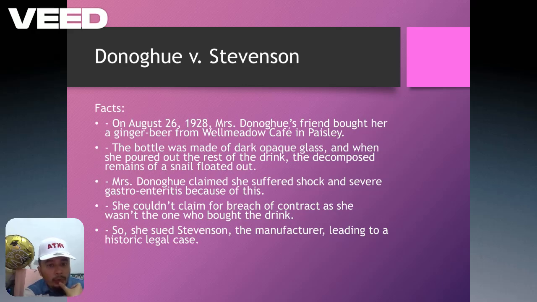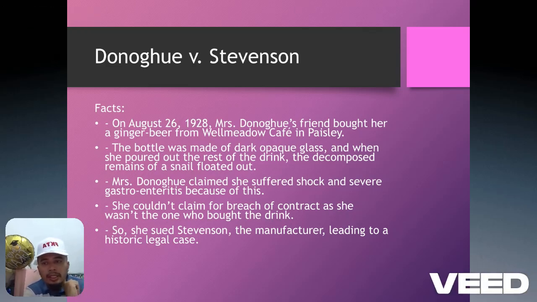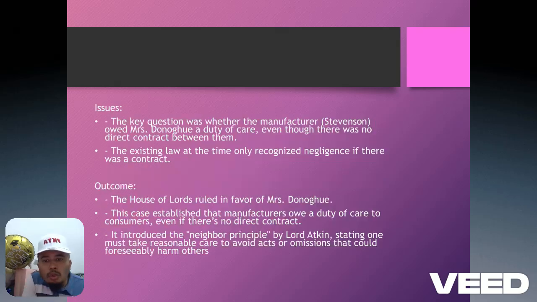She couldn't claim for breach of contract as she wasn't the one who bought the drink. The drink was bought by her friend. So she sued Stevenson, the manufacturer of the ginger beer, and this became a historic legal case. So what are the issues in this case?